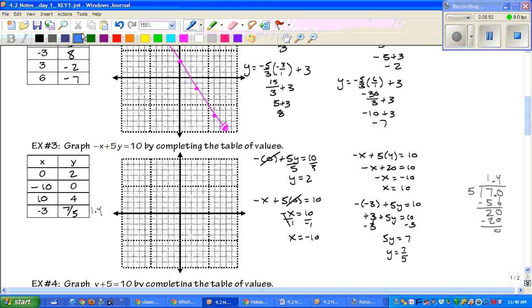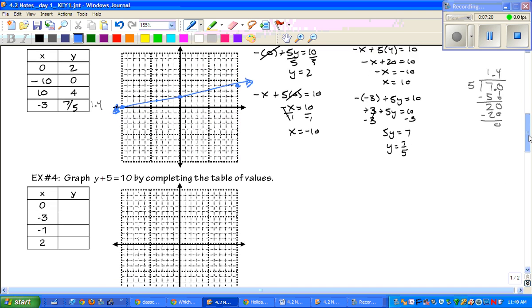Okay, let's go ahead and start graphing. We got the point 0, 2; negative 10, 0; 10, positive 4; and then negative 3, about 1.4, somewhere right around there. Okay, and then we connect the dots and add the arrows. And there's your line. All right.